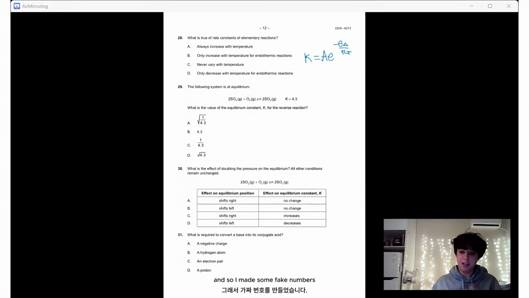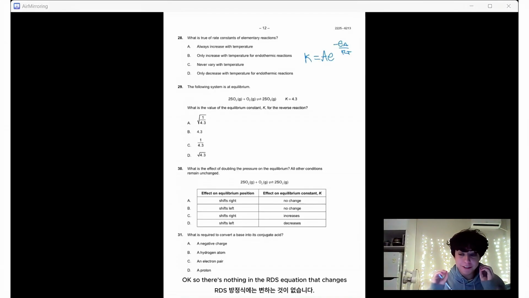And so I made some fake numbers that calculated K with -1 and +1 for the Ea. And then I was checking my work. I actually only saw I got it wrong after. I didn't even catch it when I was checking my work. It was whenever I was grading myself. And I was like, why did I get this wrong? Oh my god, that's not right.